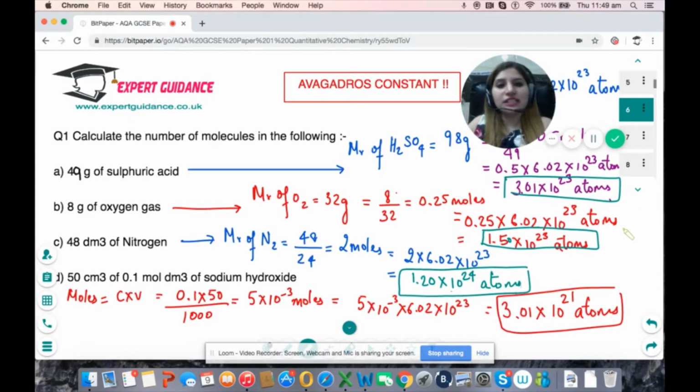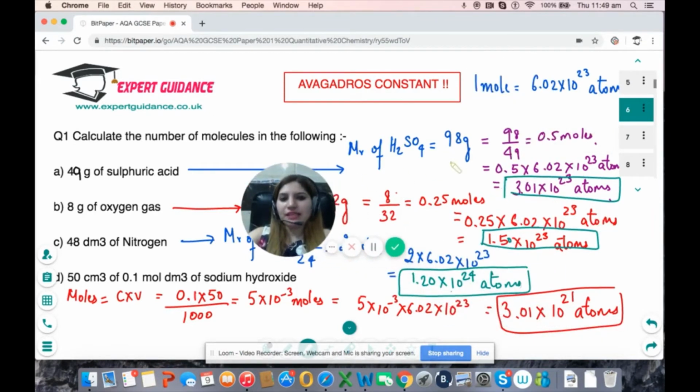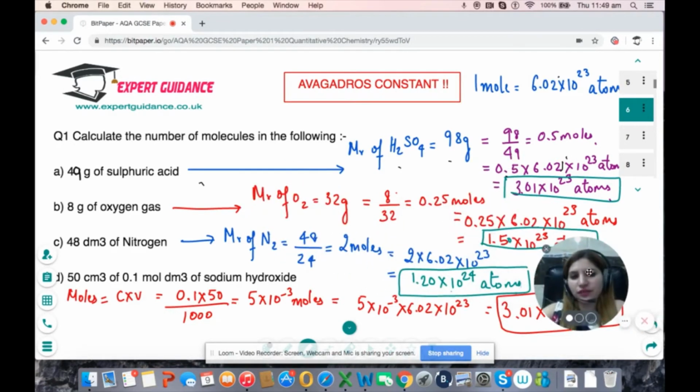Now let's see how we can use the Avogadro's constant and connect them all. The next question says, calculate the number of molecules in 49 grams of sulfuric acid. Now we know the MR of sulfuric acid is 98. The moles which are there in 49 grams is 0.5 moles. We will times it by the Avogadro's constant, 6.02 times 10 power 23, and we will get 3.01 times 10 to the power 23 molecules of sulfuric acid.